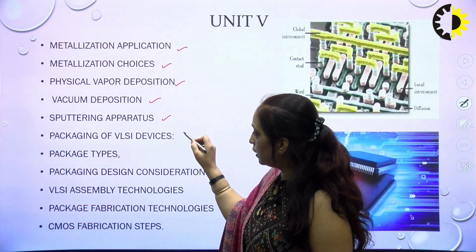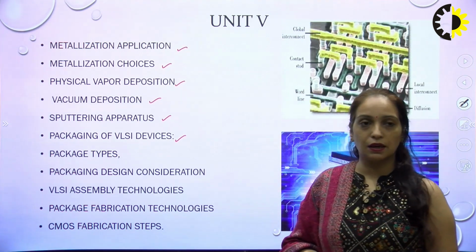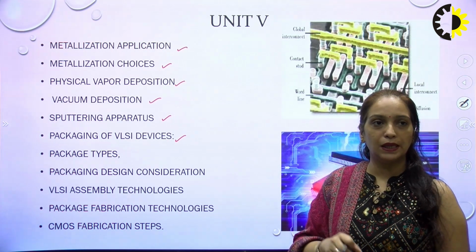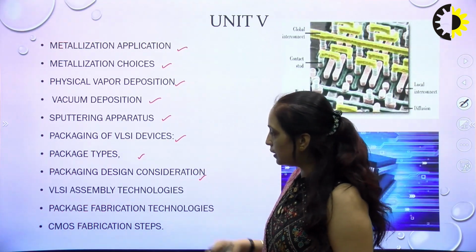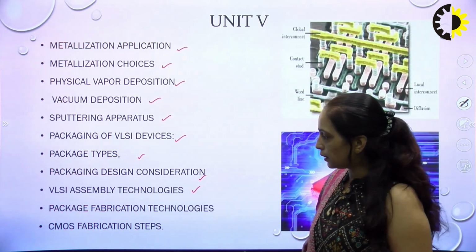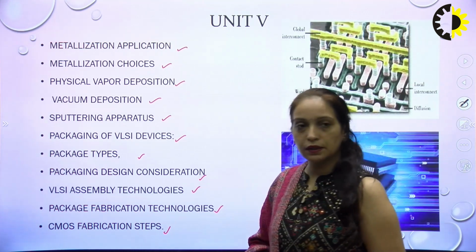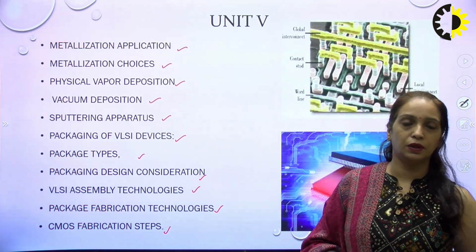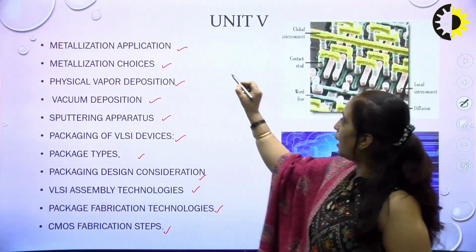And then the second half of the unit is dedicated to the packaging. Packaging is done so that your device can work with the external environment. Then what are the packaging types? Packaging design consideration, VLSI assembly technology, package fabrication technology, and CMOS fabrication steps. Finally, we are going to study what are the steps required for the CMOS fabrication, right.